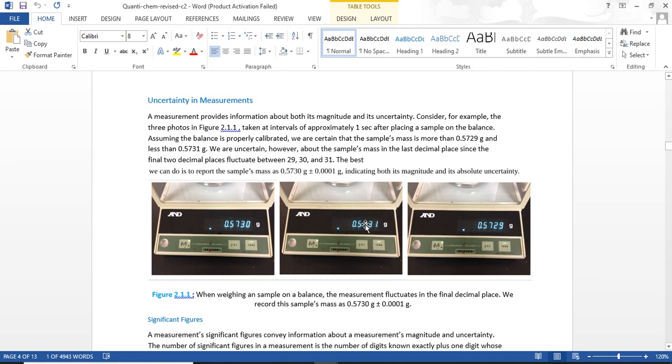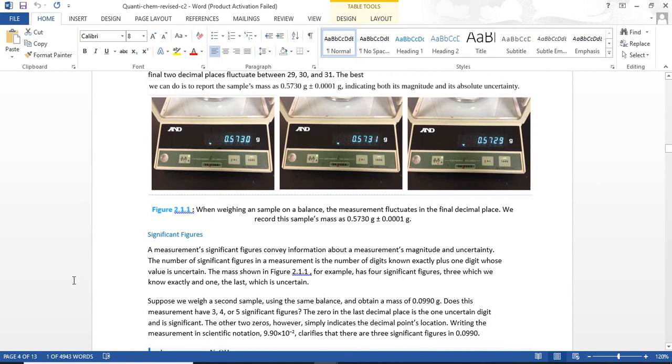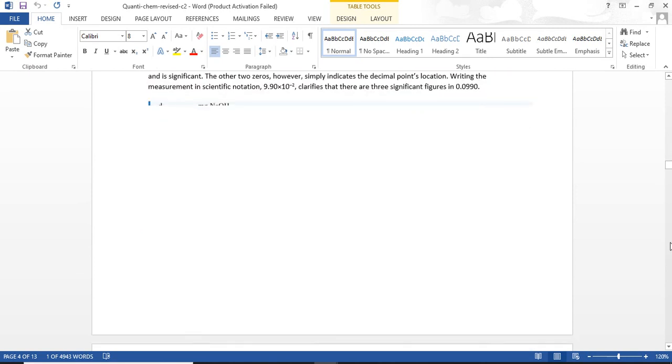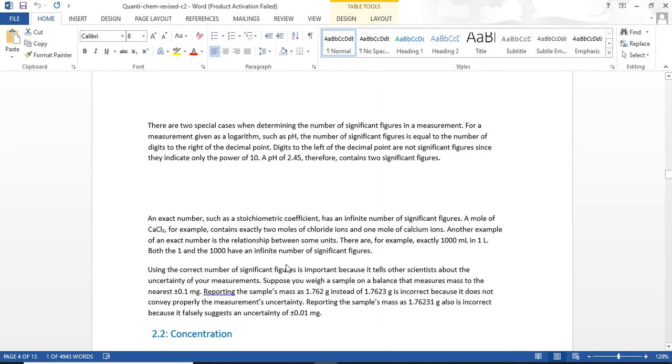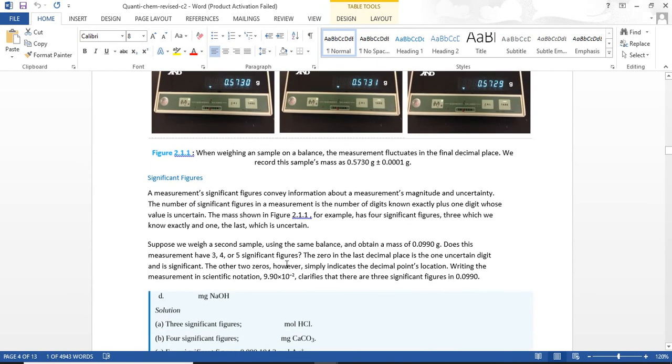Now, let us proceed to our significant figures. Your significant figures convey information about the magnitude and uncertainty of a measurement. The number of significant figures in a measurement is the number of digits known exactly plus one digit whose value is uncertain. The mass shown in the figure above, for example, has four significant figures, three of which we know exactly and one, the last, which is uncertain.